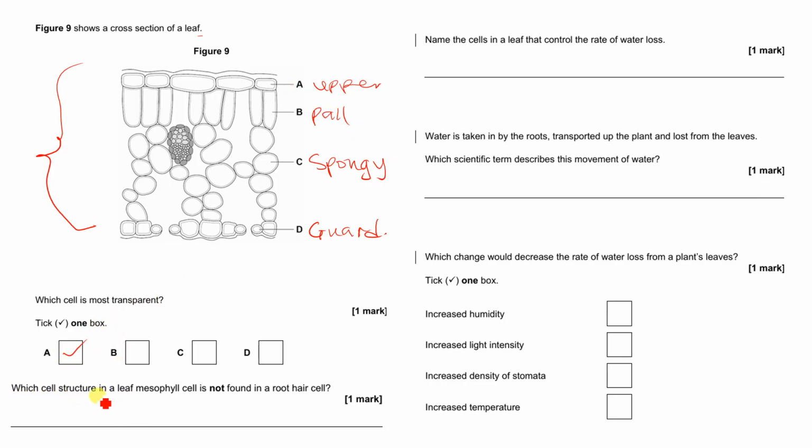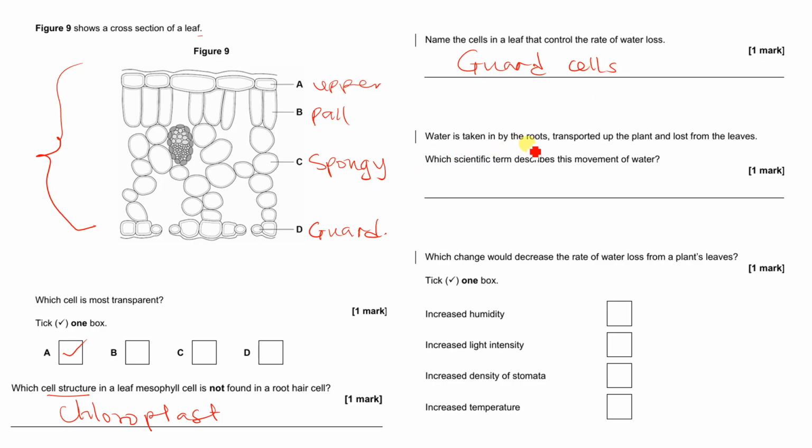Now, which cell structure in a leaf cell is not found in a root hair cell? I think that should be the chloroplast. Take note, the chloroplast is a cell structure because the chlorophyll is made by the chloroplast. Now, name the cell in a leaf that controls the rate of water loss. That's your guard cells. Yes, the guard cells. That's the answer.